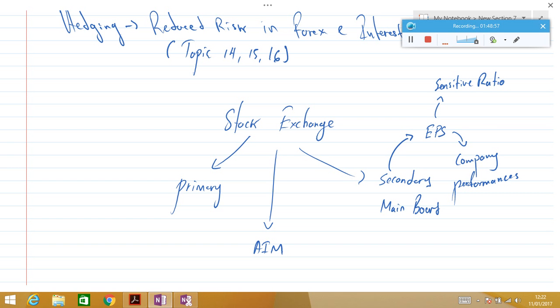You don't care about the other issues, you just see the EPS. They will always be affected. That's why they call it earnings per share. Any questions so far about markets?